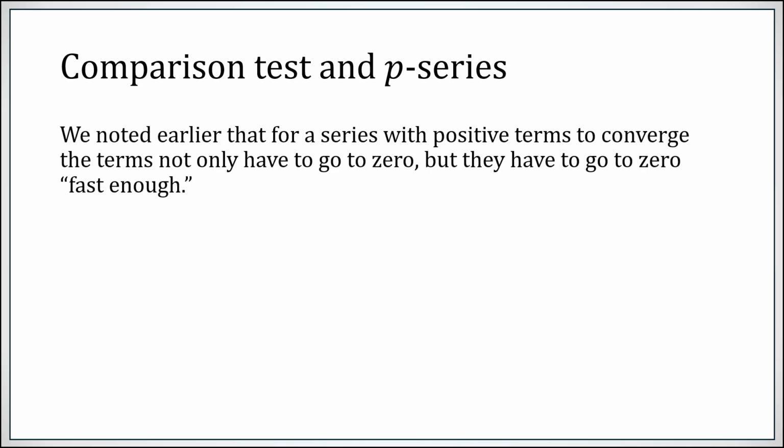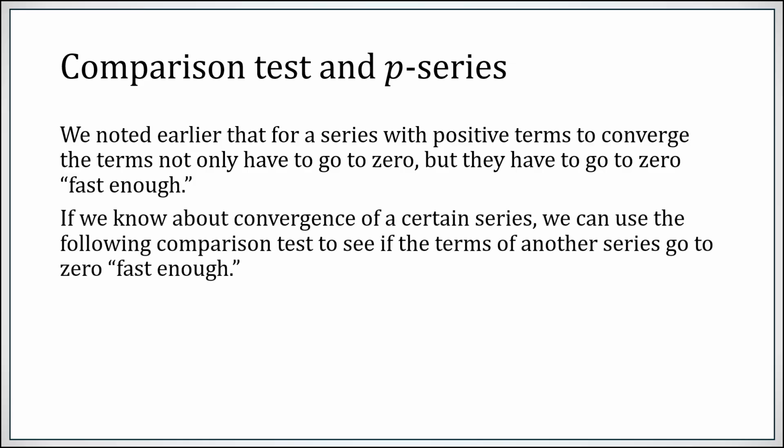Now earlier, we noticed that for a series with positive terms, it's not enough to show that the individual term goes to 0. The harmonic series has terms that go to 0, but the series does not converge. So the terms don't just have to go to 0. In a sense, they have to go to 0 very fast. Now, if we know a certain series converges, we can use this next upcoming test called the comparison test to see if the terms of a different series go to 0 fast enough.